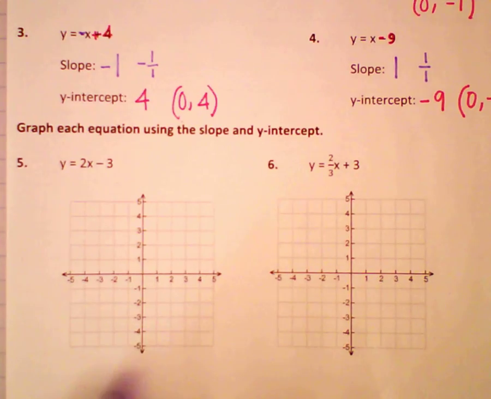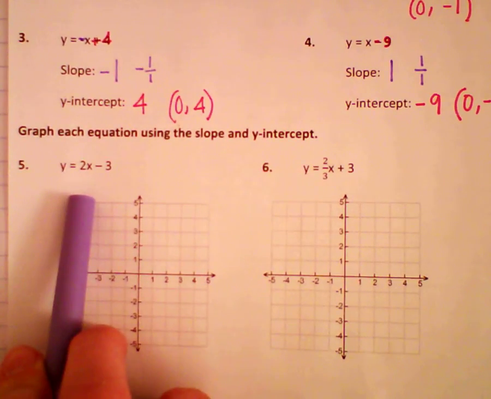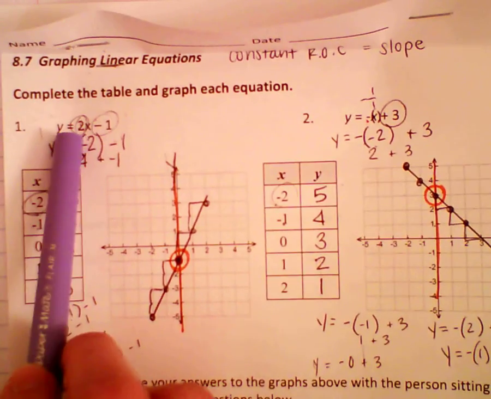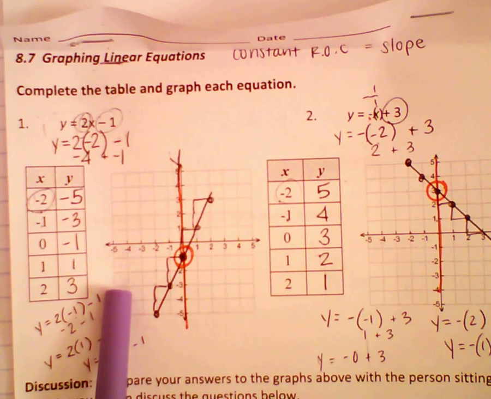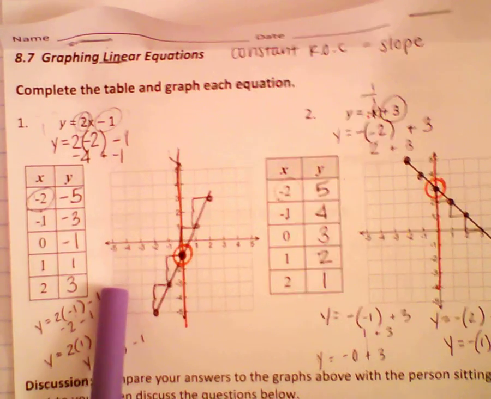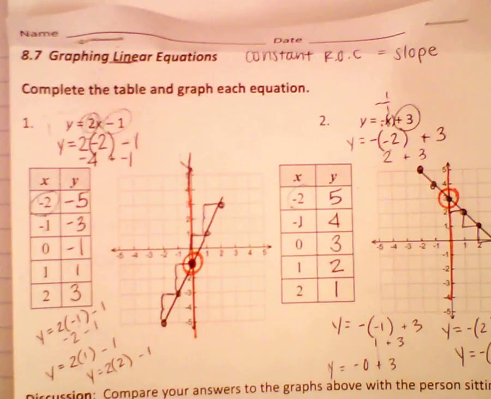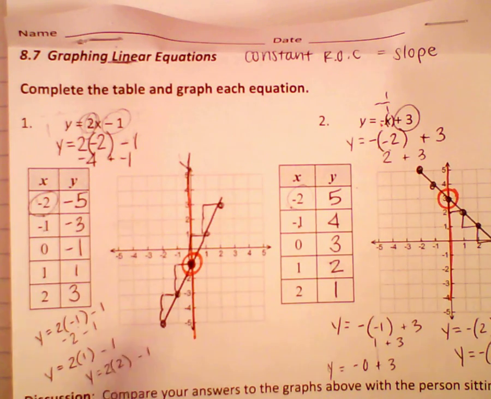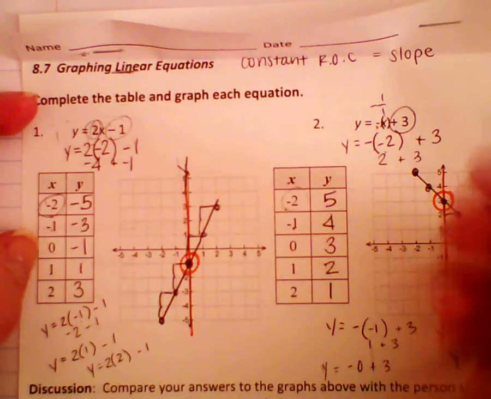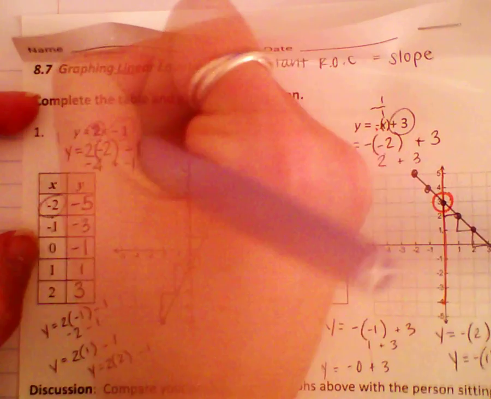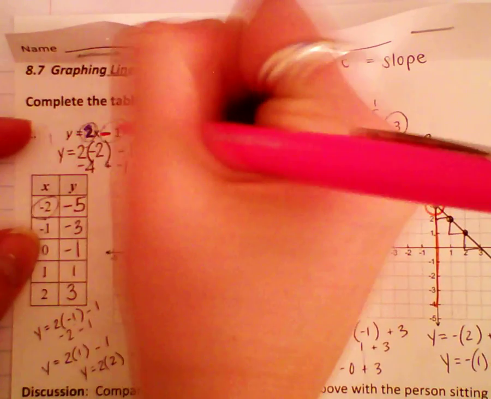Now realistically, you could always make your xy table like we did in 1 and 2 on the front, right? We took our equation, substituted in values for x to get our output, to get our y. But I'm going to show you how you don't need a table now because you are going to understand how to read these equations. I'm going to go through number 1 and 2 with my purple and my pink, and hopefully you're going to start to see how this all comes together. Y equals mx plus b. I see my coefficient is 2. My y-intercept is -1.